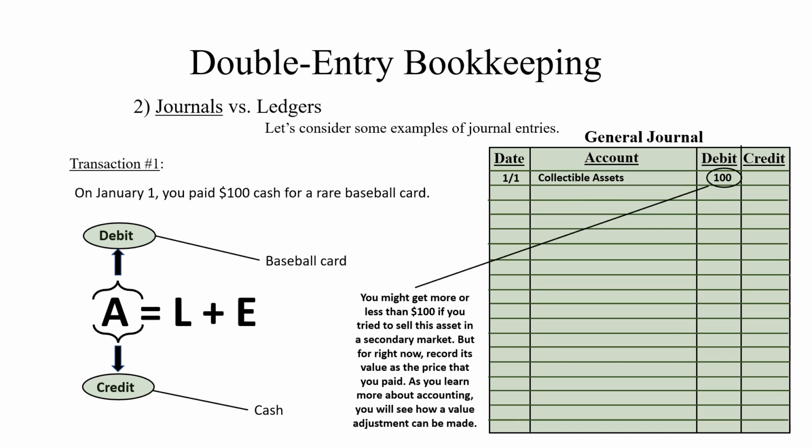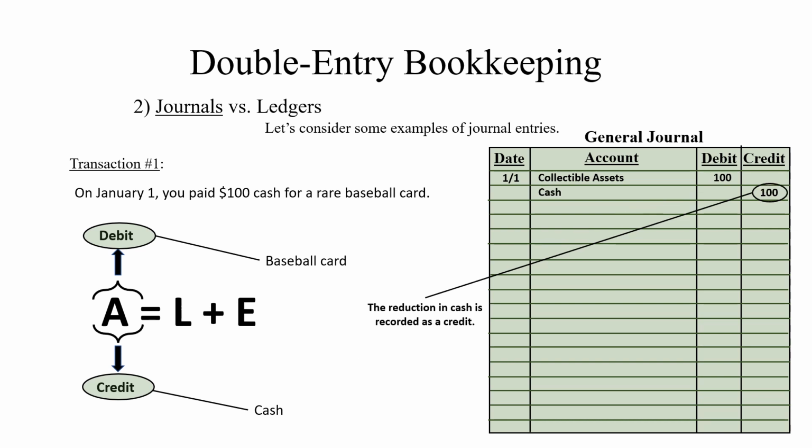Even active secondary markets are not totally predictable. Stocks, for example, change in value every day. If you spent $100 on XYZ Corporation stock, you can be sure that the value of that asset would not be $100 tomorrow. It could be more or it could be less. So you might get more or less than $100 for this baseball card if you actually tried to sell it in a secondary market. But for right now, record its value as the price that you paid. As you learn more about accounting, you'll see how adjustments in asset values can be made.